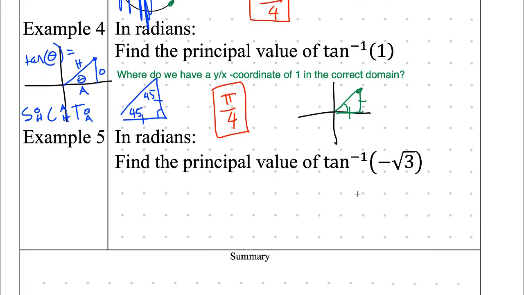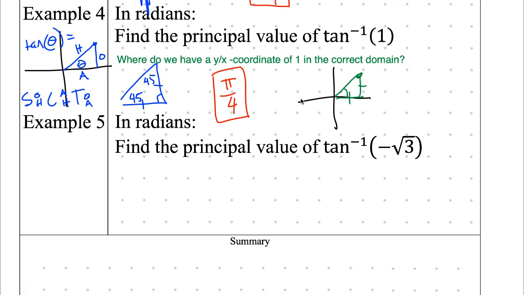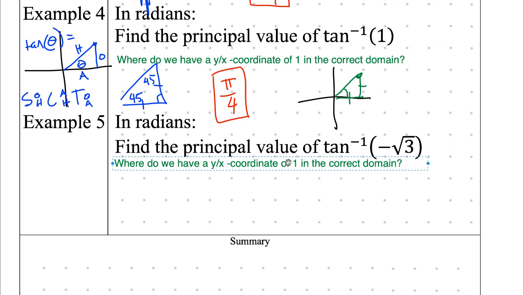All right, and then the really difficult one. Here we go. So very similar to the last questions, it's going to have the same type of question. If I grab this and copy paste it, this is asking the question, where do we have a y divided by x coordinate of negative root 3. So I can write negative root 3. It looks a little bit weird when I type it, but I think you guys get the gist.